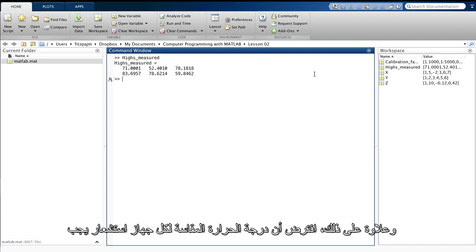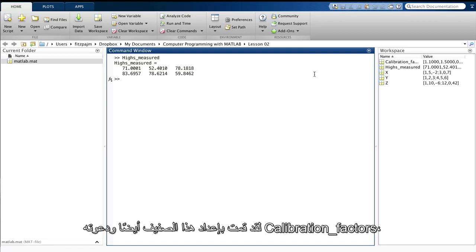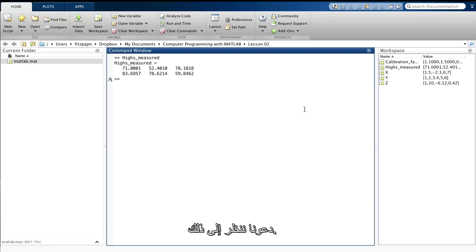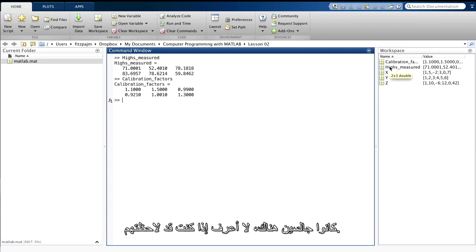And furthermore, suppose that each sensor's measured temperature must be corrected by multiplying it by the sensor's calibration factor. And that would be kept in a permanent array of the same shape. I've set up that array too and called it calibration factors. Let's look at that one. There. And you can see both of these over in the workspace over here on the right. They were sitting there. I don't know if you'd noticed them.